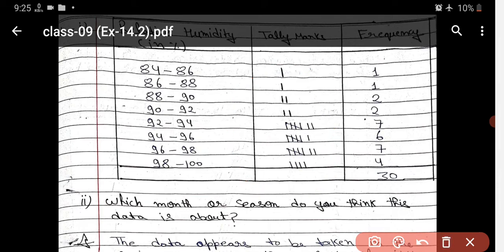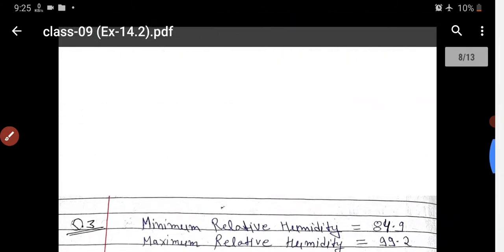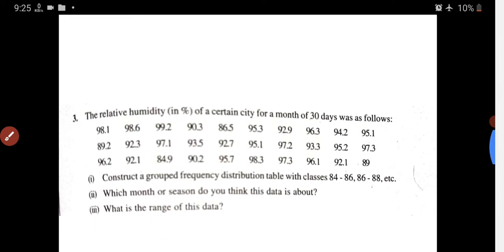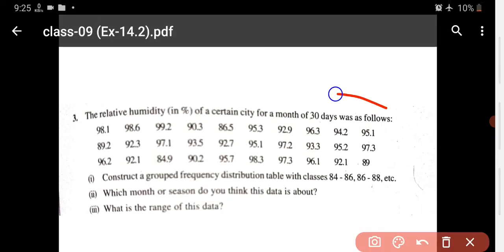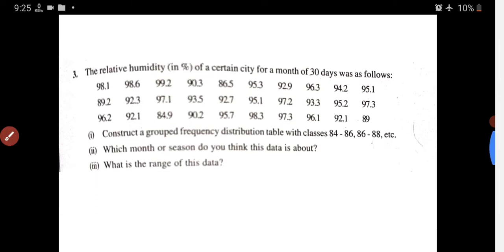So what will you get here? In the first one you get only 1 mark, second one only 1 mark, third one 2, fourth one 2, fifth one 7, and then 6, and then 7, and then 4. When you add, you will get 30 here. In the question also there are 30 days, I think, so it is a month of 30 days. So you get that total, it means your answer is correct. Now you have got the frequency table.